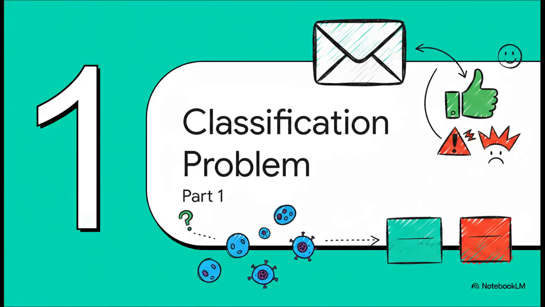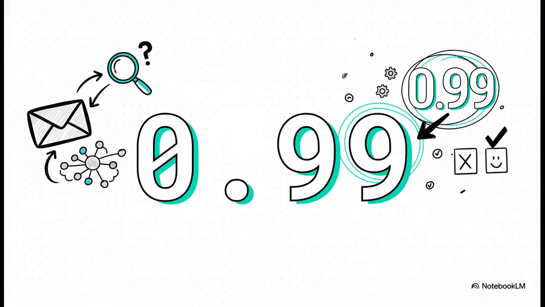Number 1, the classification problem. When data scientists talk about classification, what they're really talking about is just predicting which category a specific example belongs to. Is this spam or not spam? Is this tumor malignant or benign? But here's the kicker. Machine learning models don't just naturally spit out a firm yes or no. It's not that simple. Instead, they output a probability.